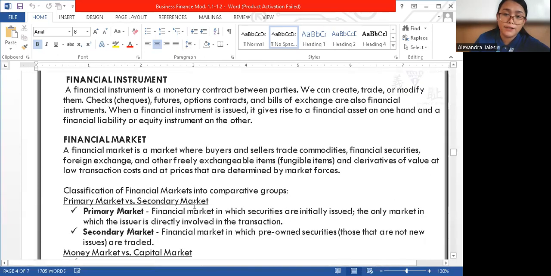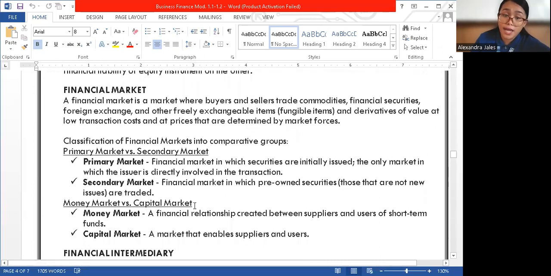And of course, we have the classification of markets: primary and secondary markets. In primary markets, securities are initially issued. This is the market in which you are directly involved in the transactions. Like sellers, of course, you directly sell your products to your clients or customers. A secondary market is a financial market in which pre-owned securities, those that are not newly issued, are traded. So these are secondary markets.